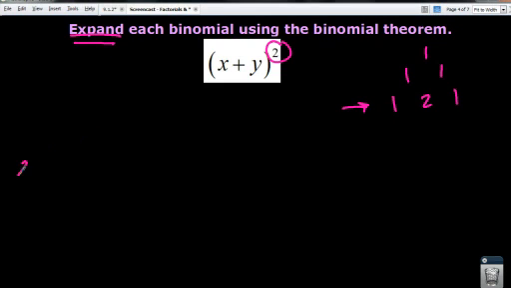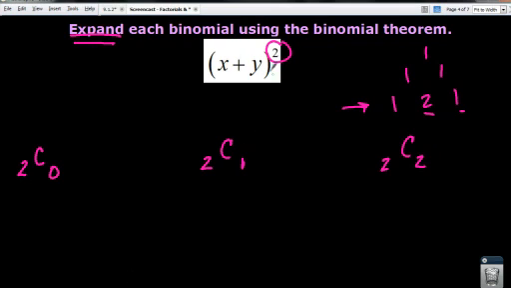So this becomes 2c. The first position in our row is position 0. I'm going to put A, 2, C. The next position is position 1. And then the third position is position 2.